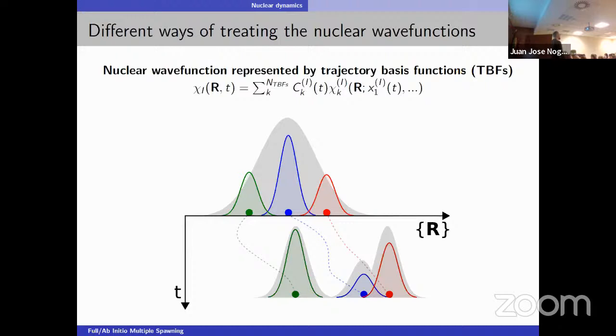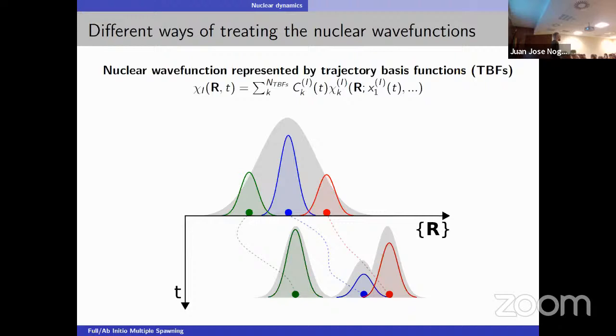Okay, not for the electrons, really for the nuclei here. So in this case, you would have, for example, these 3 Gaussians here. And if I were to put Gaussians over all the space where my nuclear wave function would be, that would be a sort of grid, which would not really make me do much progress.